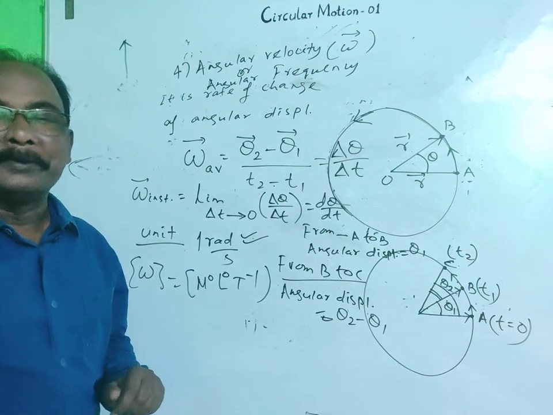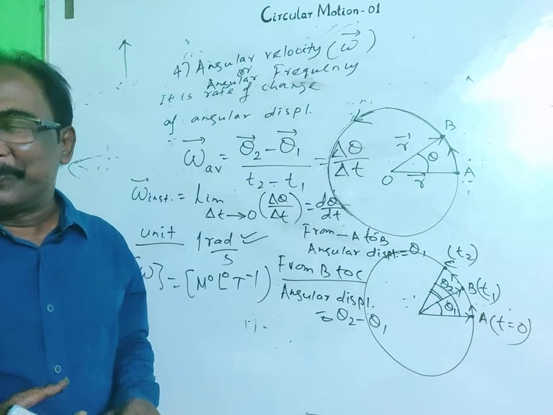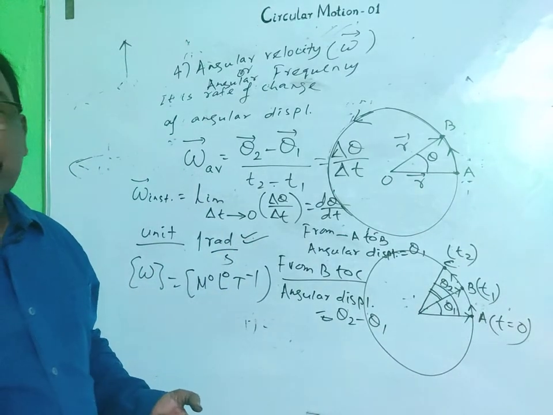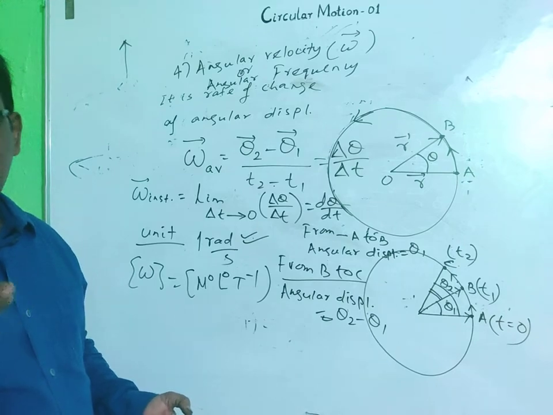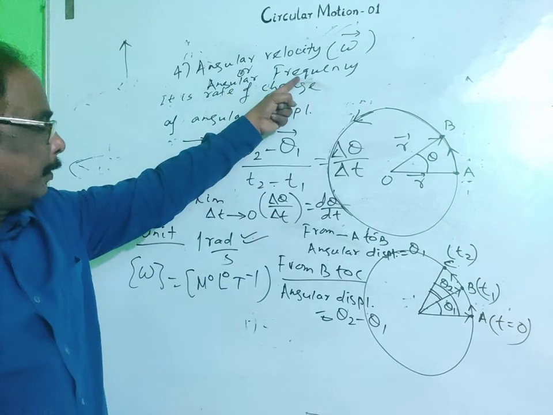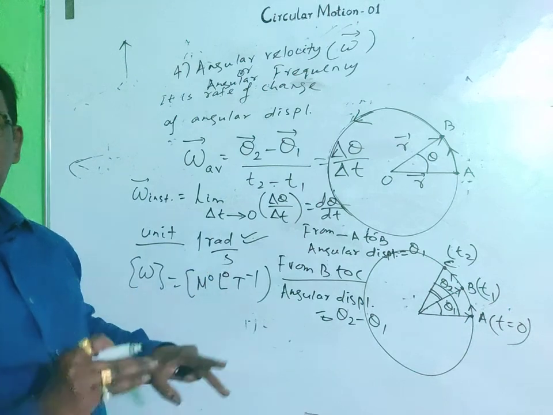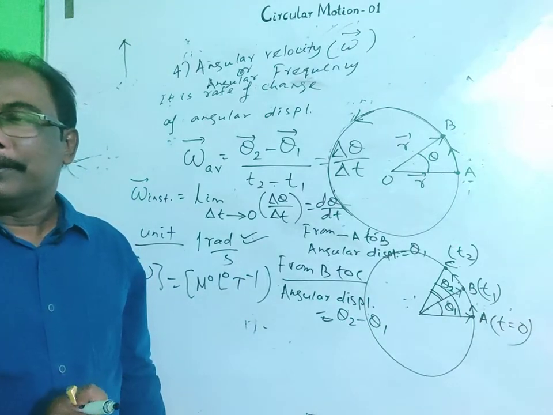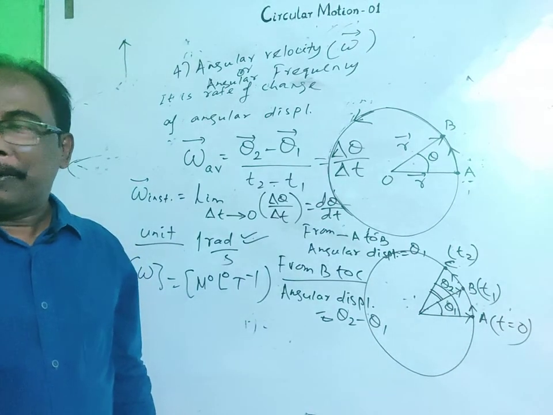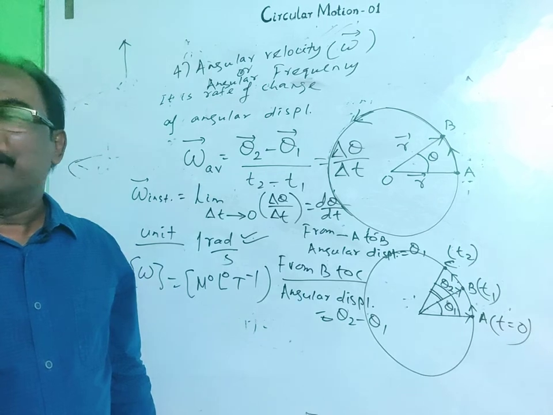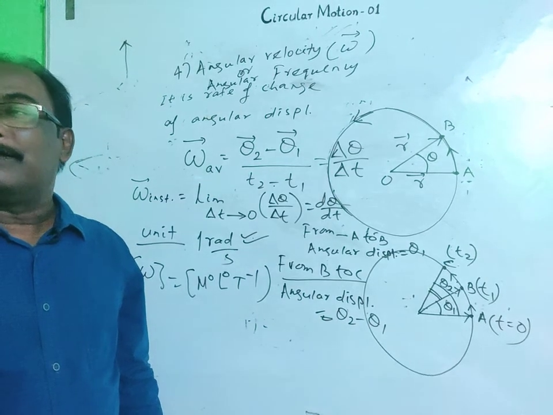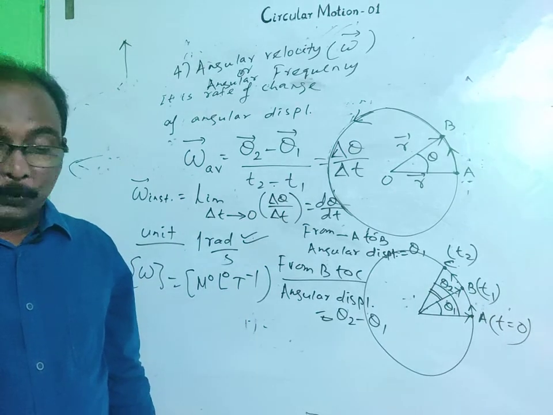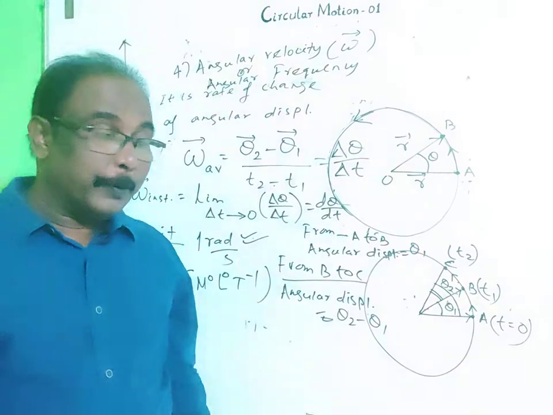Sometimes students get confused. We have already studied frequency, but the unit of frequency is hertz, second inverse. But the unit of angular frequency is radian per second. This is the difference. So sometimes in numericals it is written that the frequency of a body is radian per second. Then you have to understand that this is angular velocity or angular frequency.